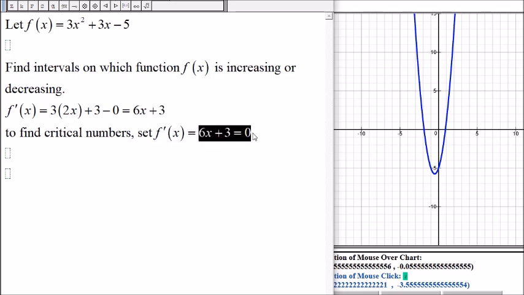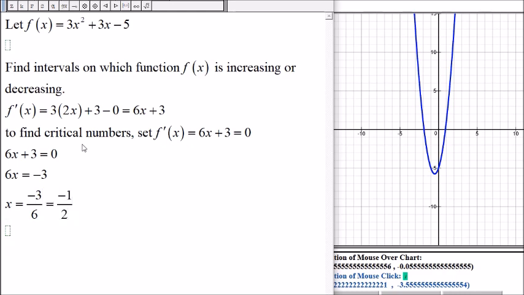And so we want to solve this equation right here for x. So first subtract 3 from both sides, and we get 6x equal to negative 3. And then divide both sides by 6, we get x to be negative 3 divided by 6, which is negative 1 half. And so this value right here is x equal to negative 1 half.